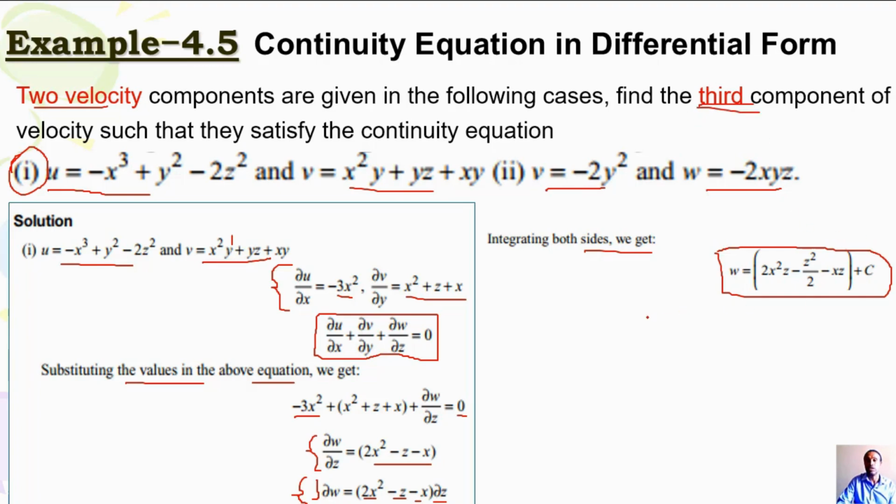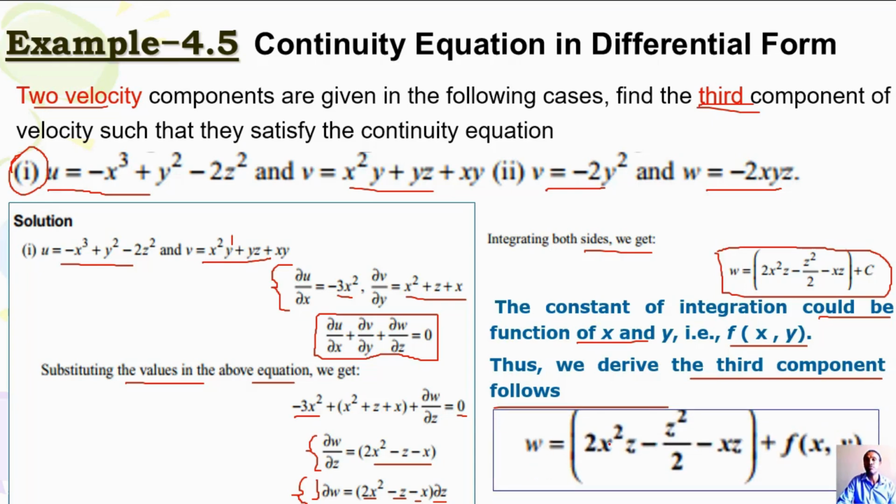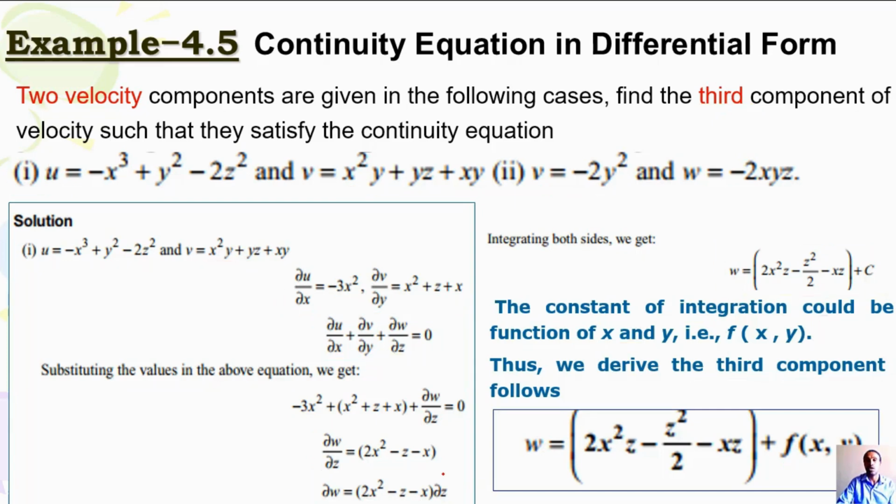So how do you get the c value? The constant of integration could be a function of x and y, that is f of xy. This is how we derive the third component. How do you derive the third component? Just w is equal to x squared z minus z squared over 2 minus xz, then a function of xy. So the c value will be a function of xy.